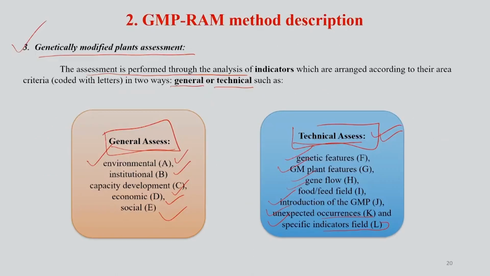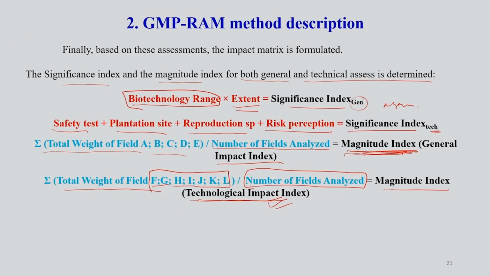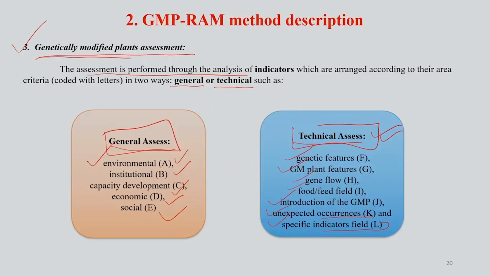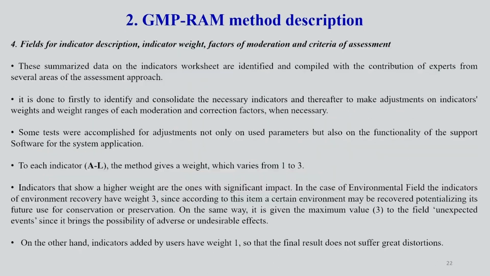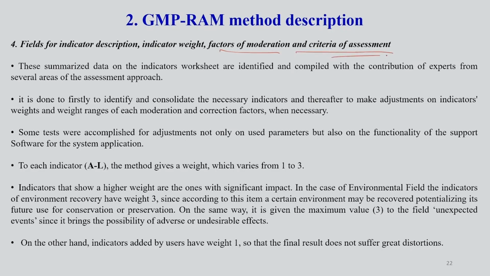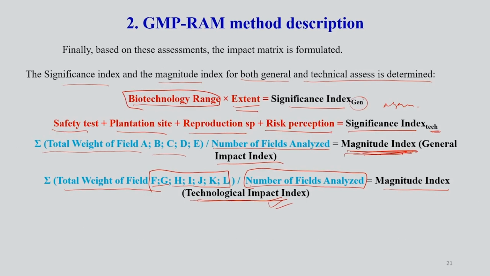So, these two, as I discussed, are the two assessments. Finally, they will help you to do the genetically modified plants assessment. GMP that you have with you, you can assess their impact. Number 4, the step that we need to do is the fields for indicator description, indicator weight, factors of moderation and criteria assessment. So, we are actually discussing the second method of EIA.